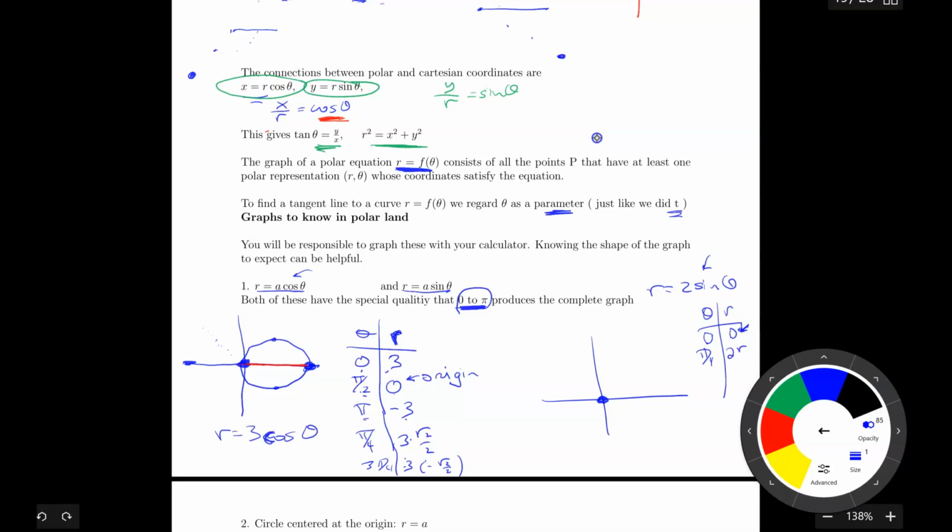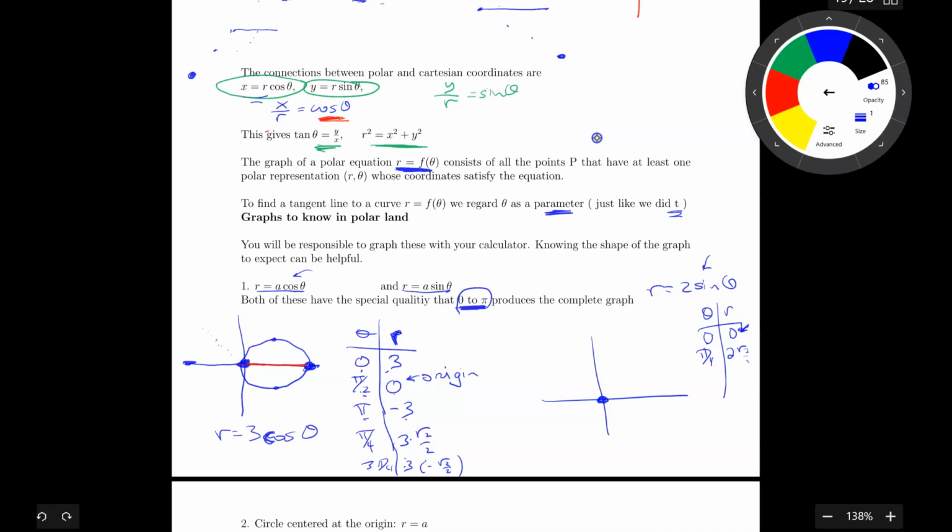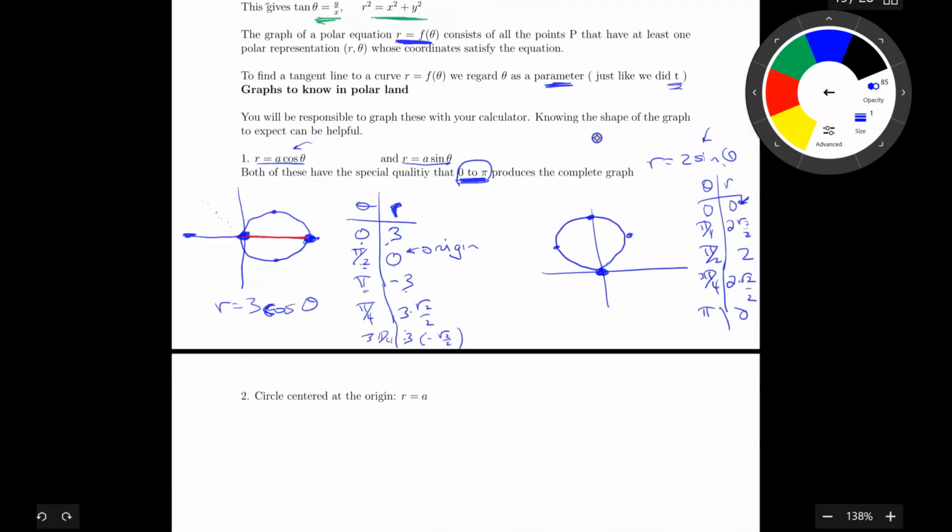So I'd get 2 times root 2 over 2. Then angle pi over 4, go out to here. Angle pi over 2, I get sine of pi over 2, which is 1, so I get 2. So I'm up here. And then angle 3 pi over 4, I'd get 2 times root 2 over 2, so that would be here. And then angle pi, I'd be back at 0 again. So this is the circle that just takes 0 to pi to go around.